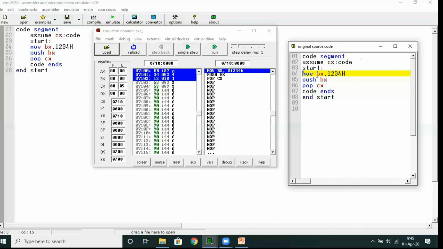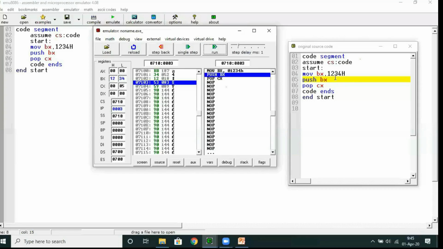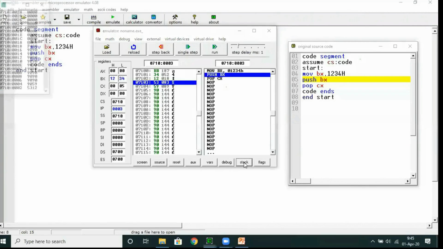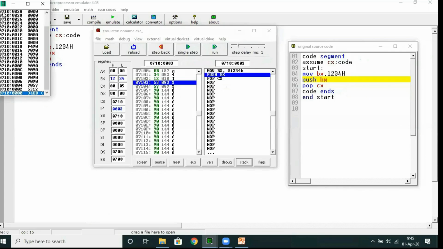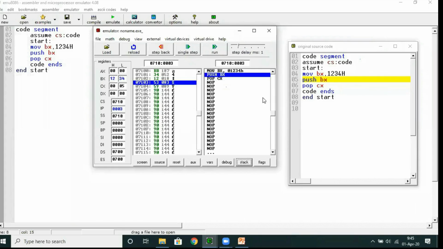The moment I execute this one, 1234, single step, BX has got the value 1234. Now I want to execute push BX. Before that, I'm showing you the stack. This is the stack segment. 0710 is the stack segment address, and the offset is 002A. Here, there is no value available at the top of the stack. Now let's push this BX into it.